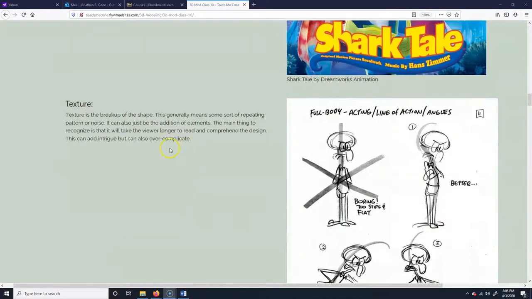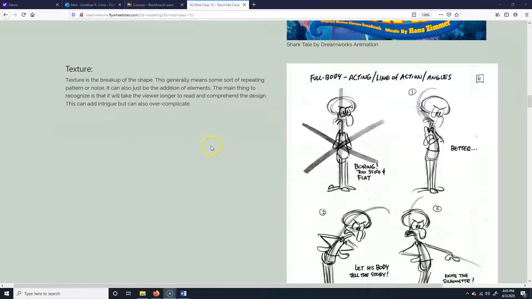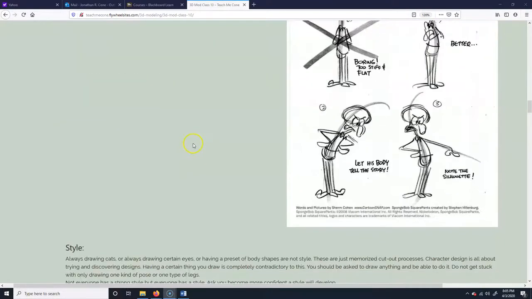So texture, basically texture is just to break up the shape. Generally it means repeating a pattern or noise to help make it more interesting. Yeah, you get the idea.